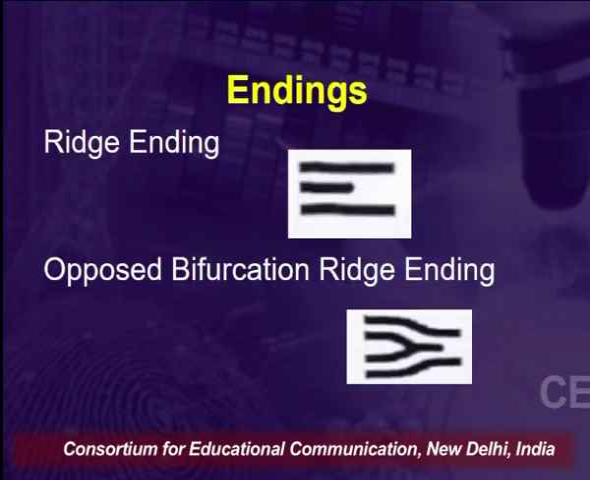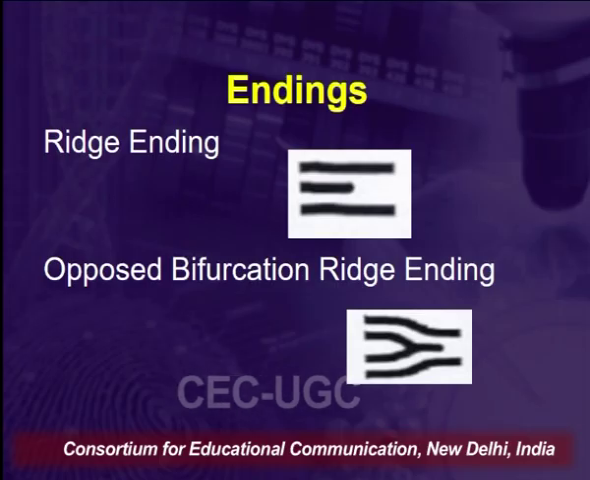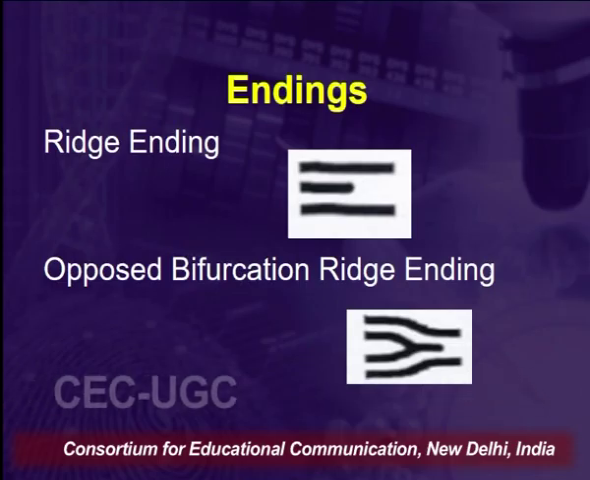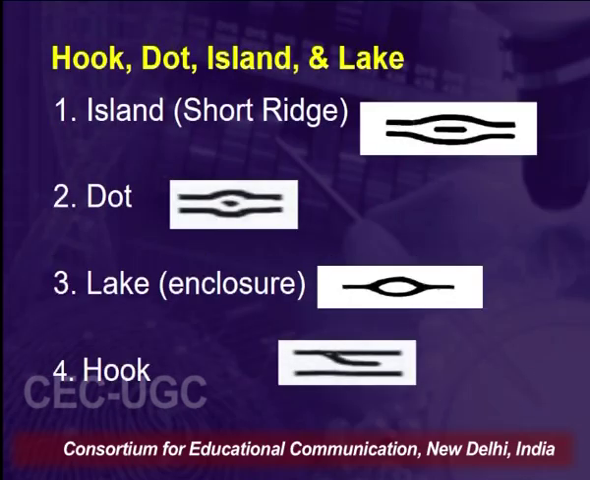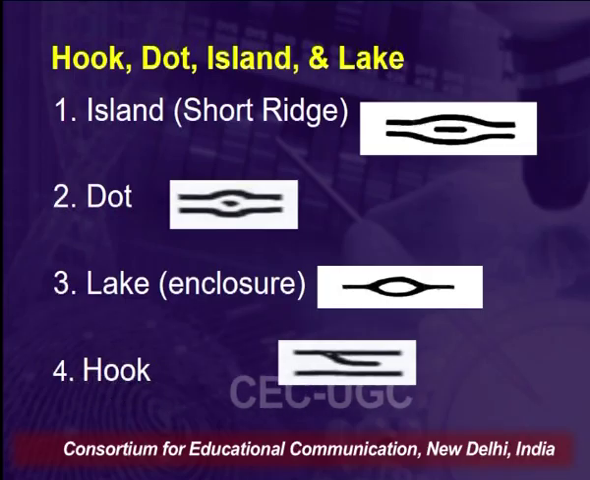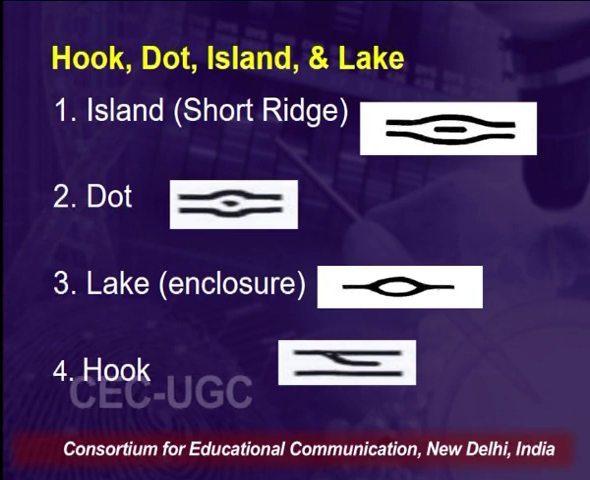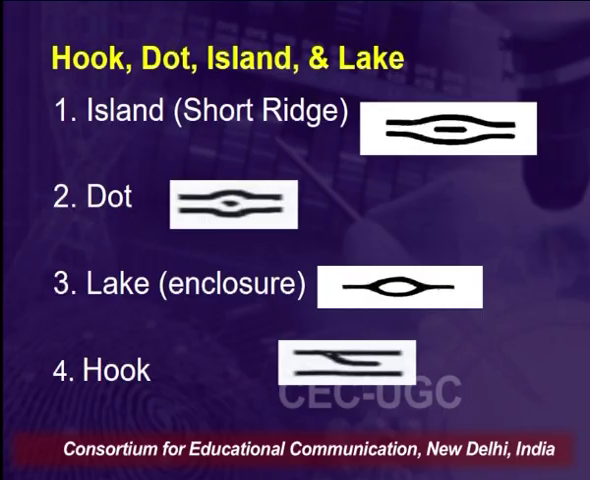Then we have ridge endings, where a ridge which is flowing stops suddenly, we call it a ridge ending. Opposed bifurcation ridge ending, where we have two different ridges on different sides and they end suddenly, we call it opposed bifurcation ridge endings. We have island, where there could be two ridges flowing and there is a small ridge in between. That short ridge is called an island, and if instead of a short ridge there is a dot, then we call it a dot.